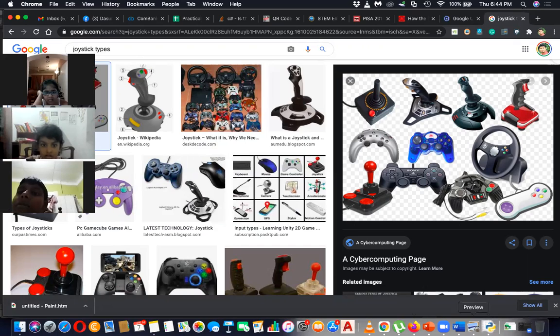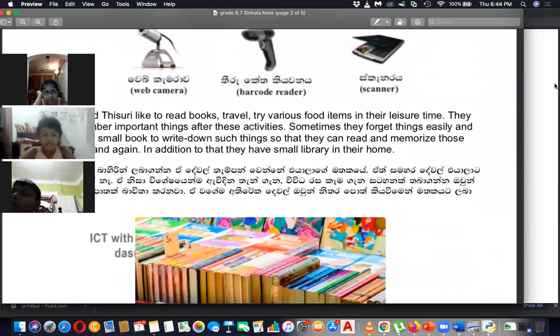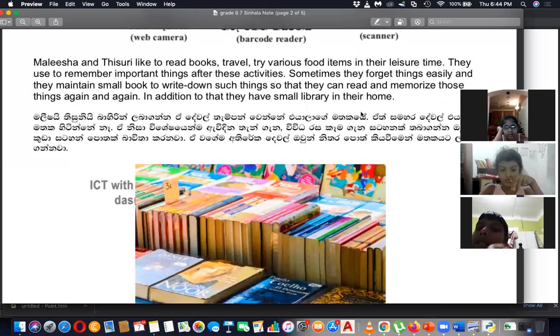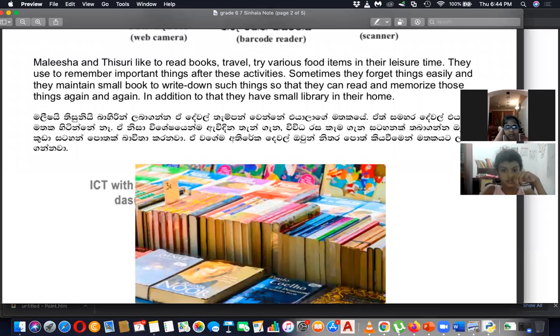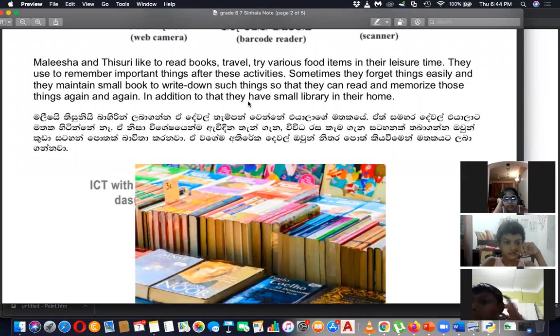Okay, so there are more, but let's go to this one. Malish and Tisuri have the habit of reading books, travelling, and trying various food items in their leisure time. They have to remember important things after these activities. Sometimes they forget things easily, so they maintain a small book to write down such things so they can read and memorize them. So what is really happening? These two students, Malish and Tisuri, used to travel and try various foods. If they forget, they write it down.